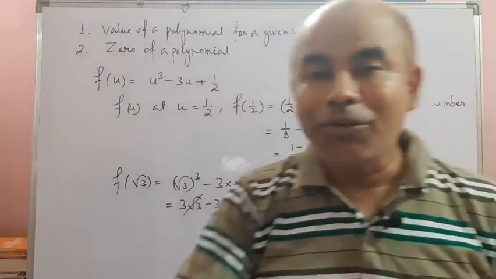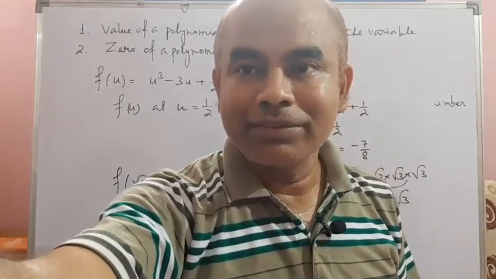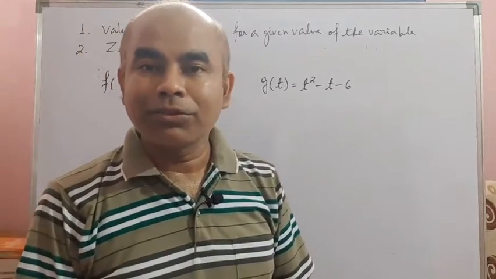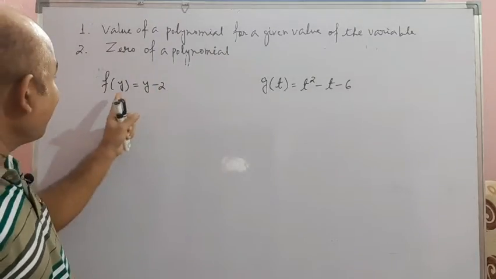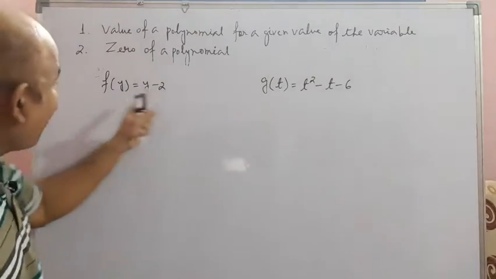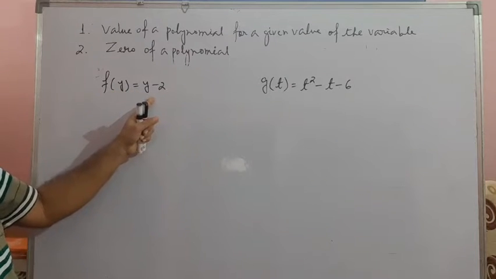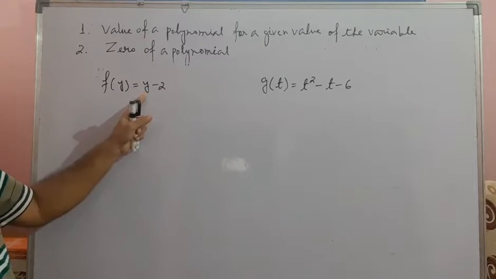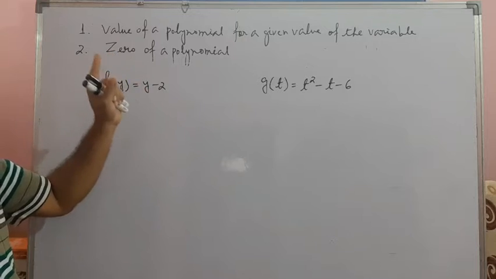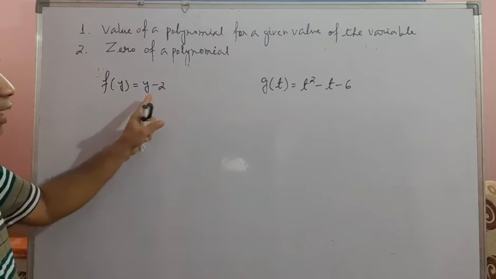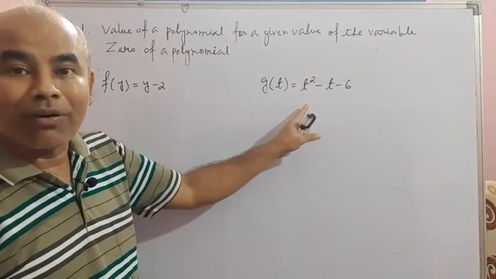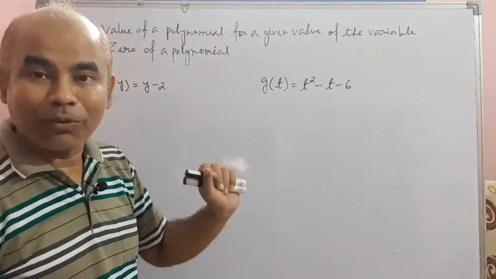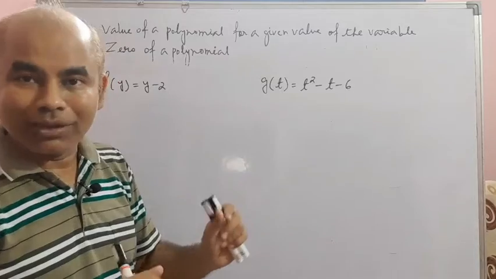What is zero of a polynomial? So students, to discuss our second topic, zero of a polynomial, let me take the example of two polynomials. One is f(y) equal to y minus 2. Here the variable is y, and the highest power of y is 1. Already in one video I discussed it. It is a linear polynomial. And here the variable is t, the highest power is 2, so it is a quadratic polynomial. I have taken one linear and one quadratic polynomial.